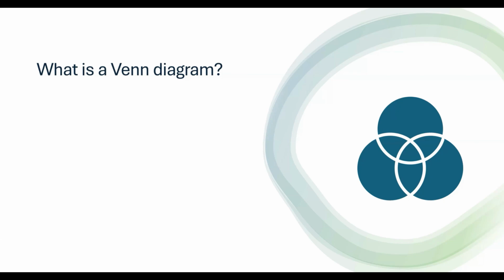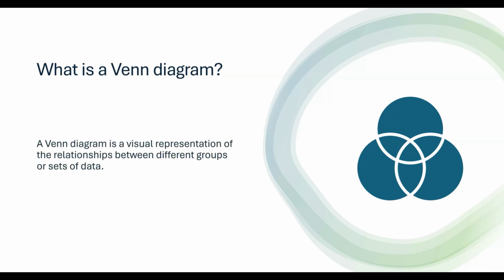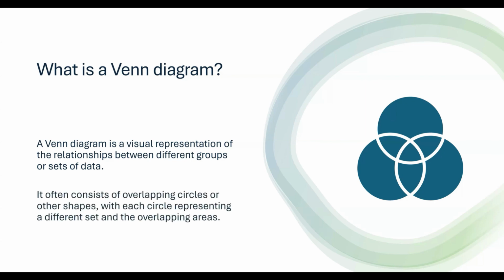Now, this is something you probably already know, a Venn diagram. You hear about it, but by now, after you have gone through this with me, you know that a Venn diagram is based on the idea of sets. A Venn diagram is a visual representation of the relationship between different groups or sets of data. It often consists of overlapping circles or other shapes, with each circle representing a different set and the overlapping area representing what is shared between the sets. Most of the time, people will draw circles, but if you want to draw a square or rectangle or whatever, it doesn't matter.